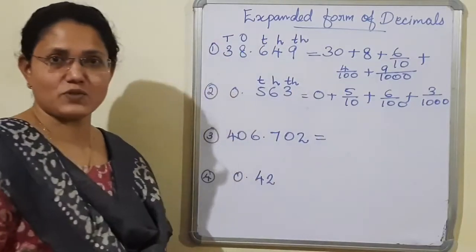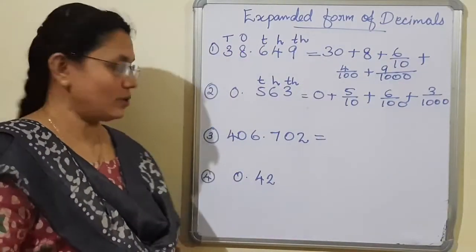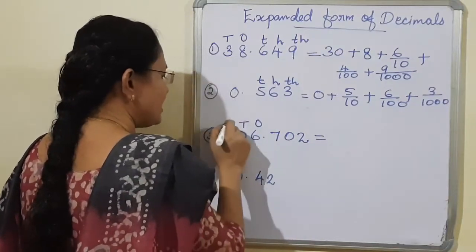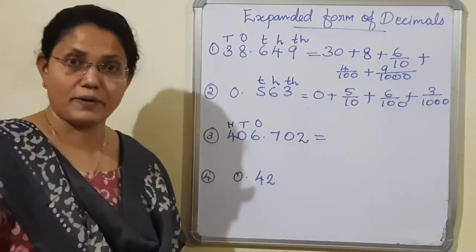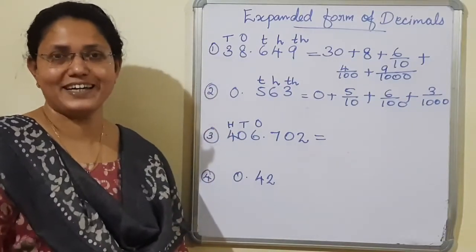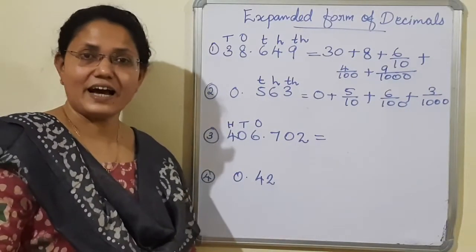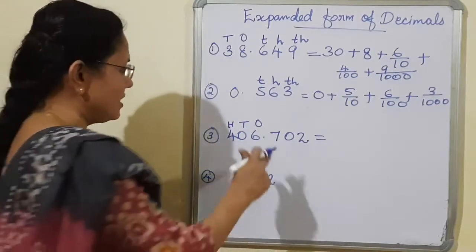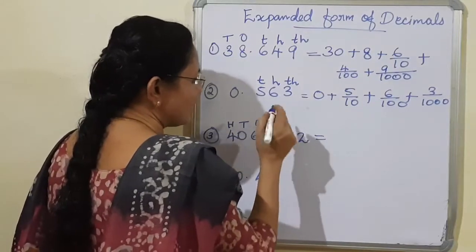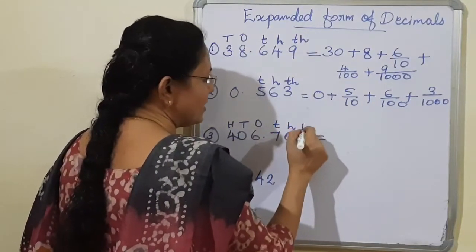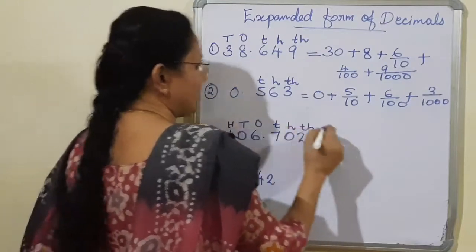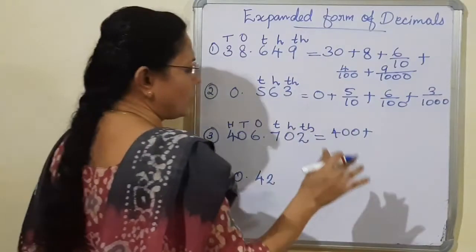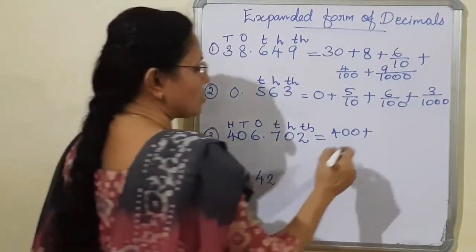We can write its place value above this. Okay, first 6 is in ones place, 0 is in tens place, 4 is in hundreds place. Whole number part, the places should be denoted by capital letters, and the decimal part, the places should be denoted by small letters. Therefore, 7 is in 10th, 0 is in 100th, and 2 is in 1000th. 400. Okay, 4 is in hundreds place, that is why 400. Plus 0 tens, 0, we can leave. Or if we are writing 0 also, no problem.